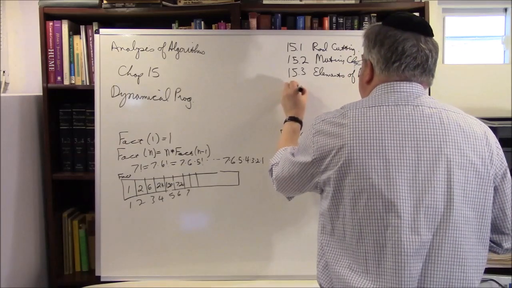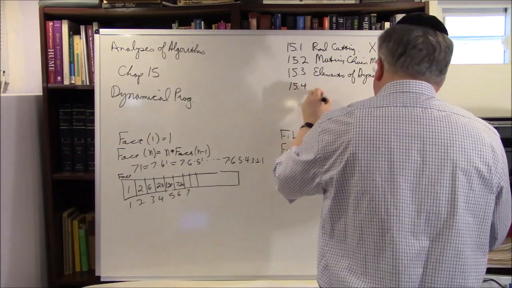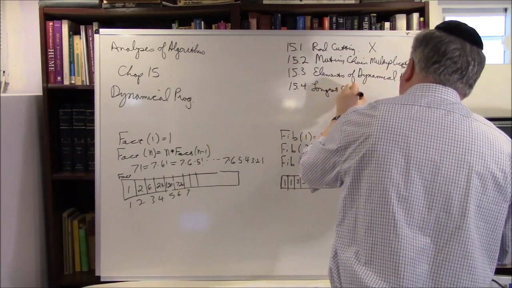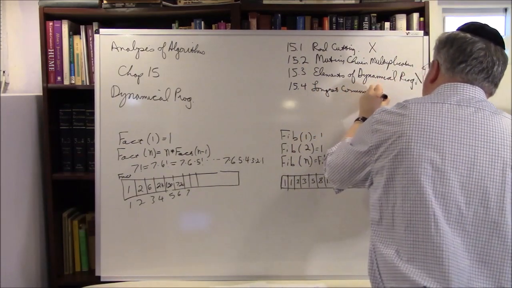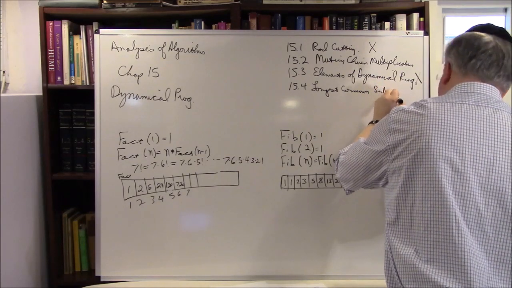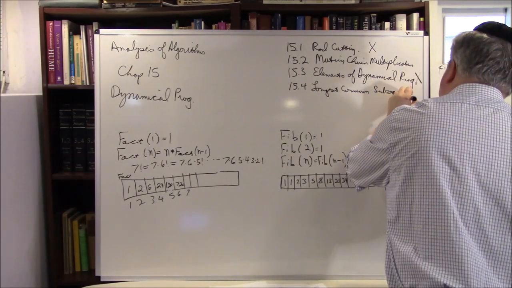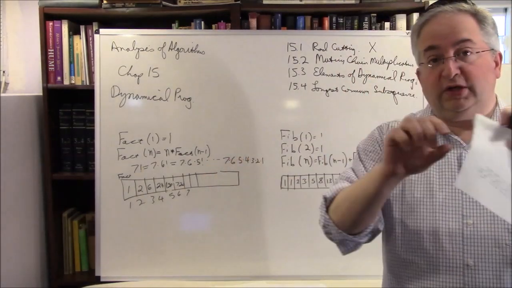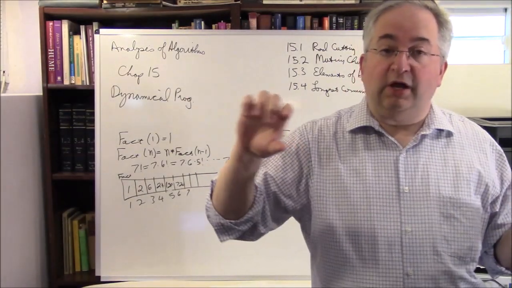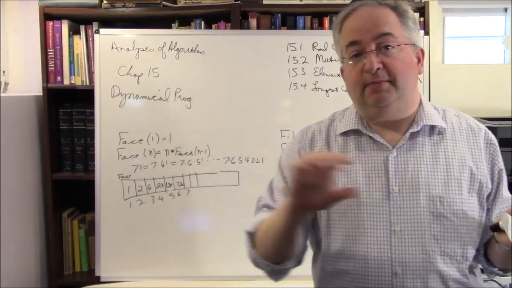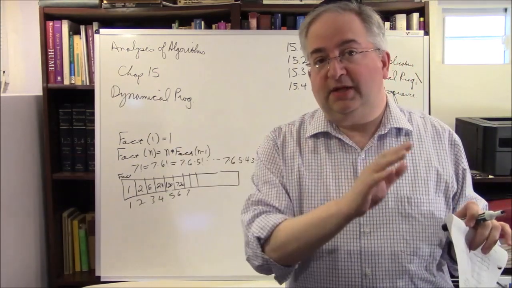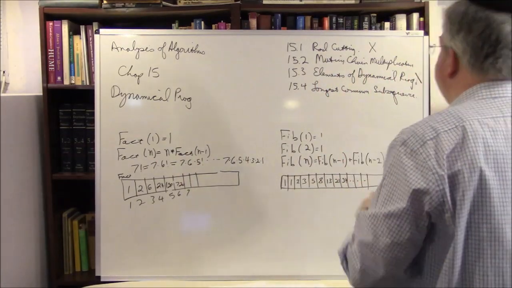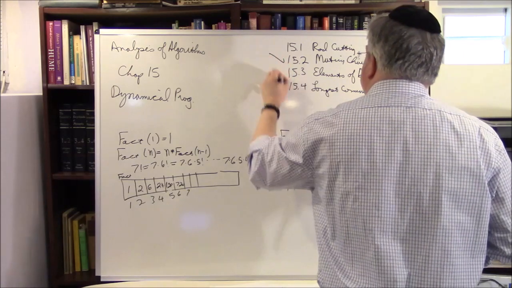Now, section 15.4 is called Longest Common Subsequence. And that's as follows, and we will do this. Given two strings, find a sequence that fits into both of them. But it doesn't have to be continuous. You'll see, but it's a beautiful thing. We're going to do that.